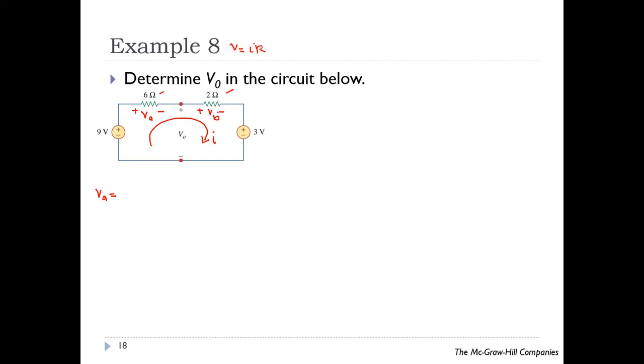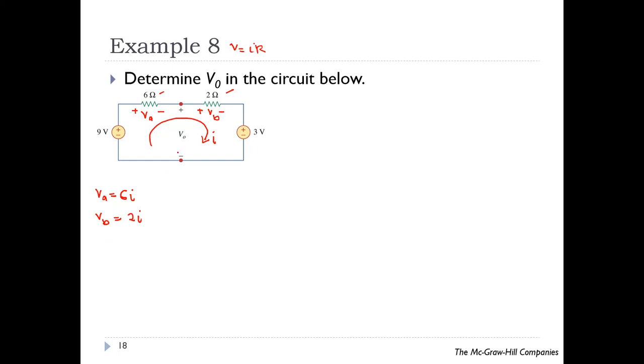Because you have the same current that flows through the part of the network, you have VA equals 6I, or 6I. And the same current flows through the 2 ohm, so you have VB equals 2I. That's for the case of Ohm's law for 6 ohm and 2 ohm, to find the voltage at 6 ohm and 2 ohm. And then you need also to apply the KVL.